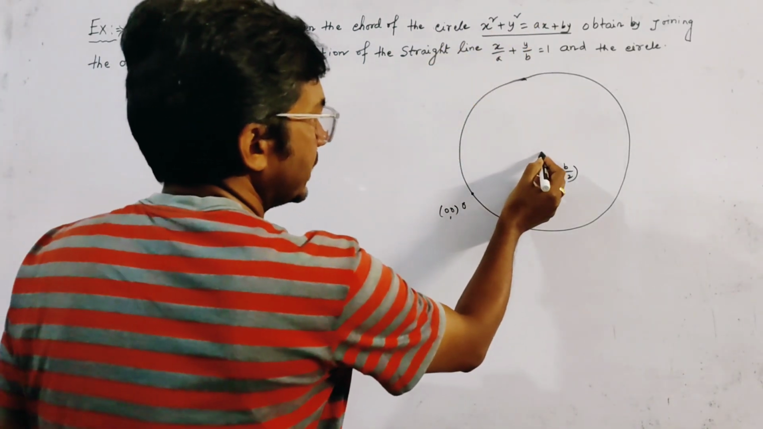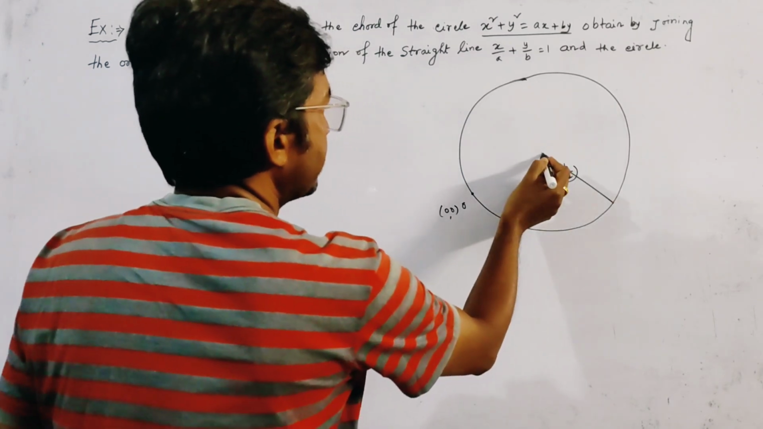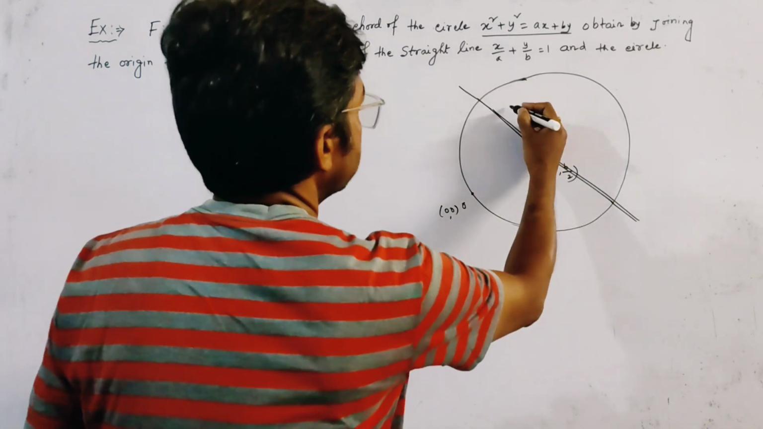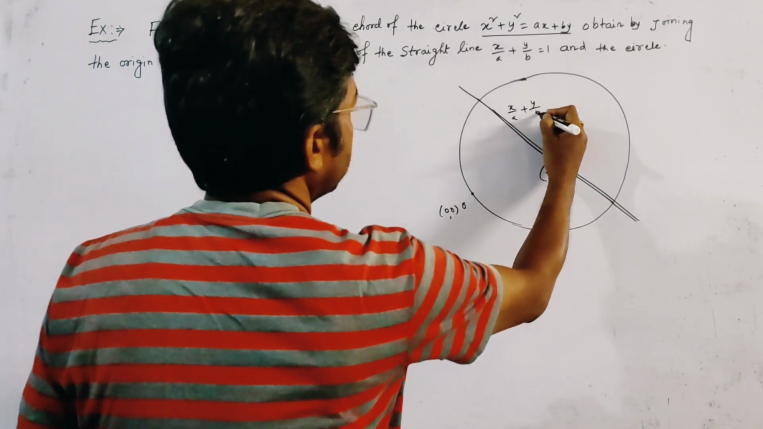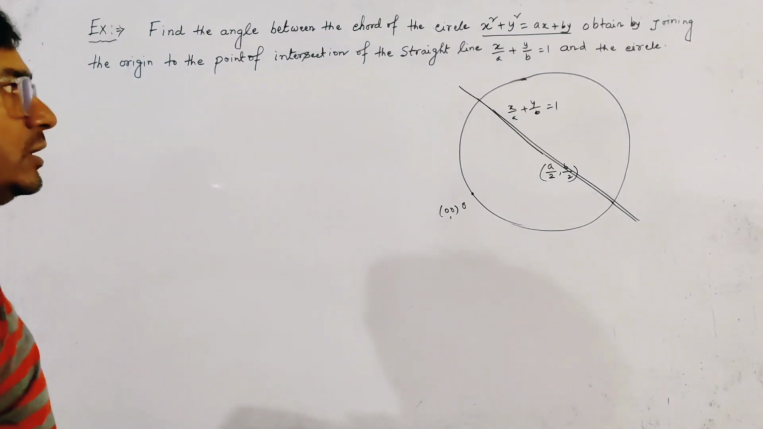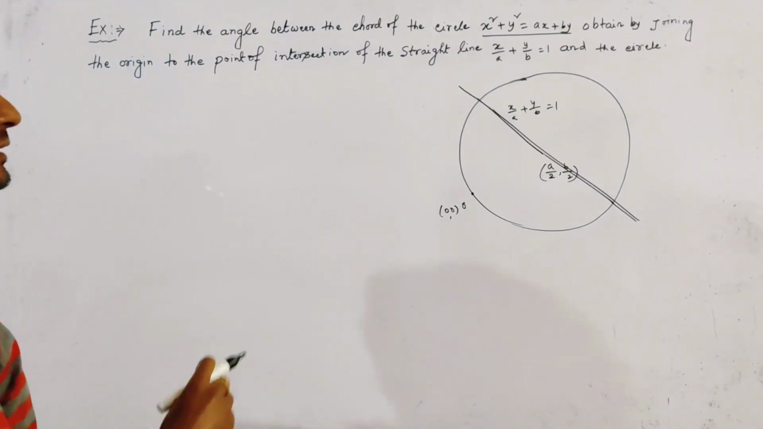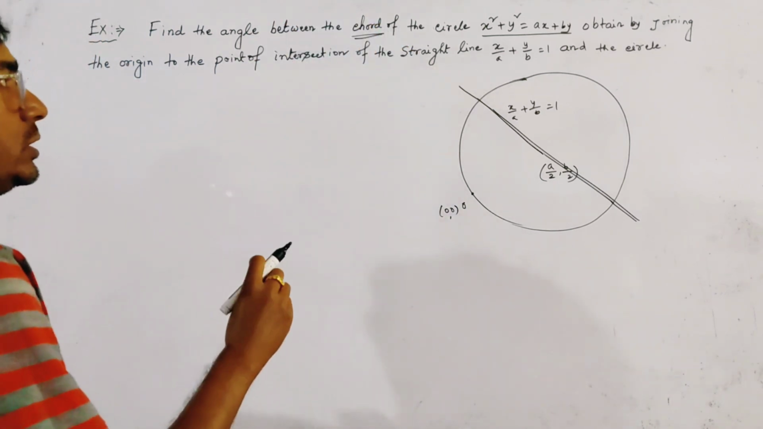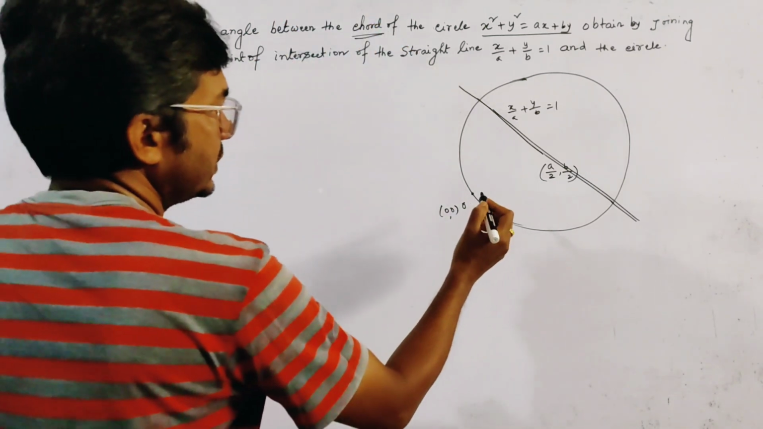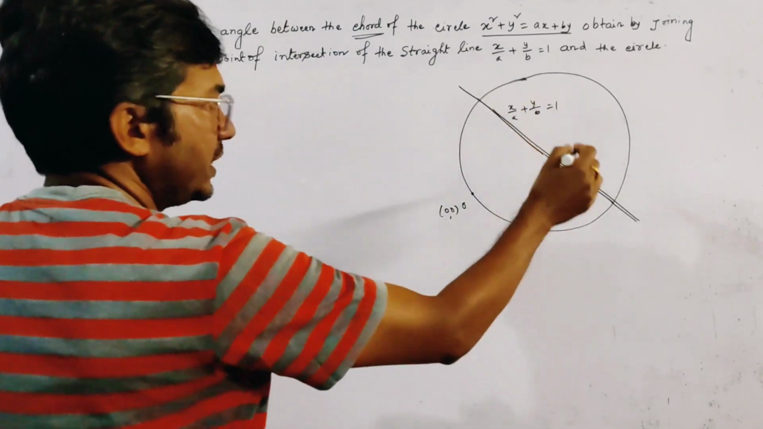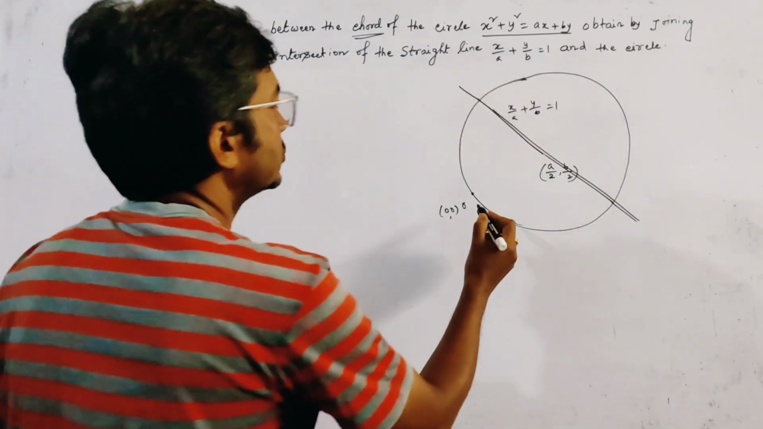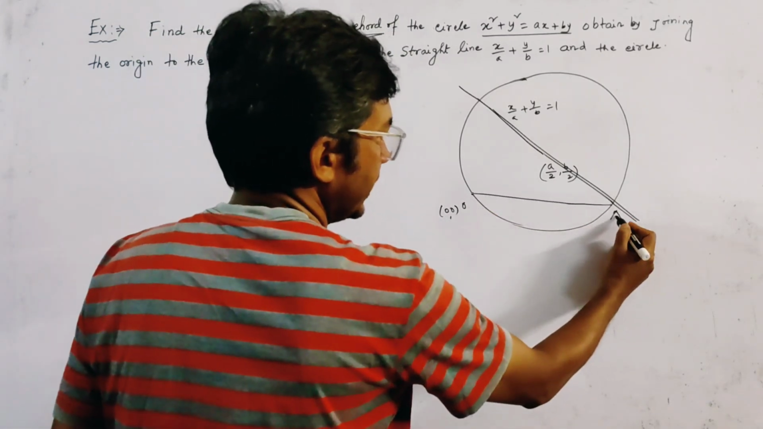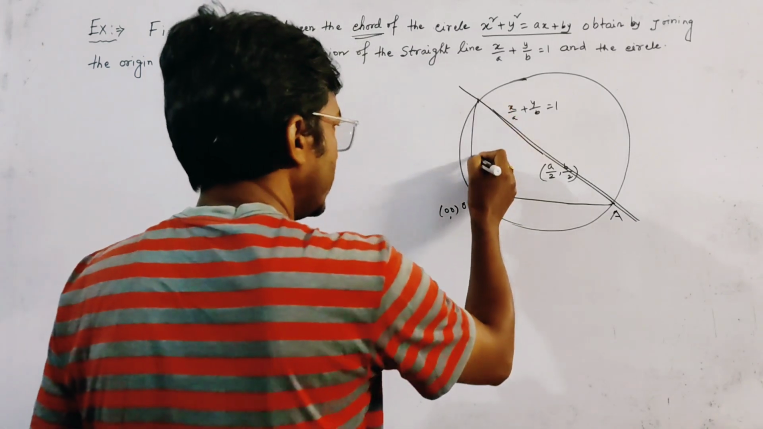So clearly the straight line looks like this. This is x by a plus y by b equal to 1, and we have to find the angle between the chords. Which chords? The chords passing through the intersection of the straight line and the circle, joining to the origin. So we have to draw two chords. One chord is like this, OA, and another chord is OB.